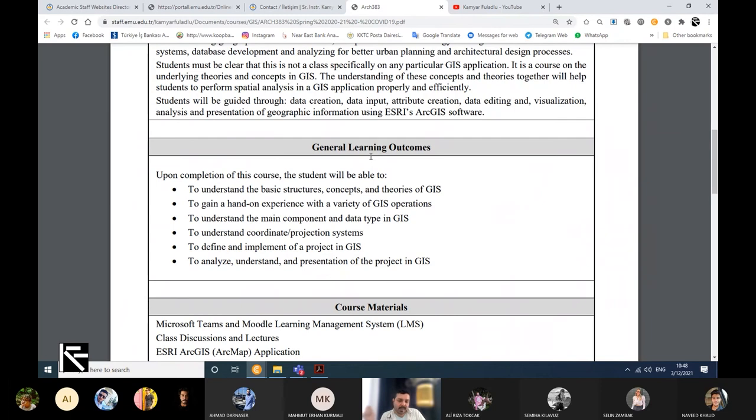And at the end, you will learn how to analyze, how to give a customer opportunities, how to show which place is right or which place is wrong. And the important thing, you will learn a presentation technique with maps.